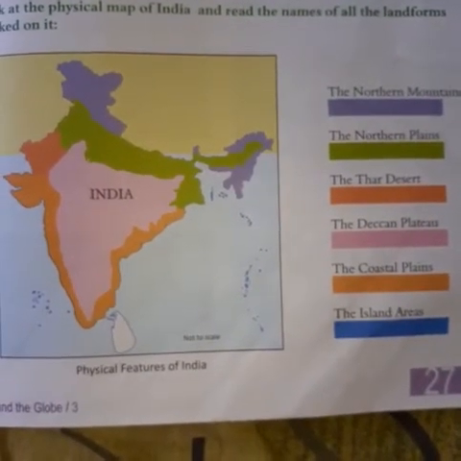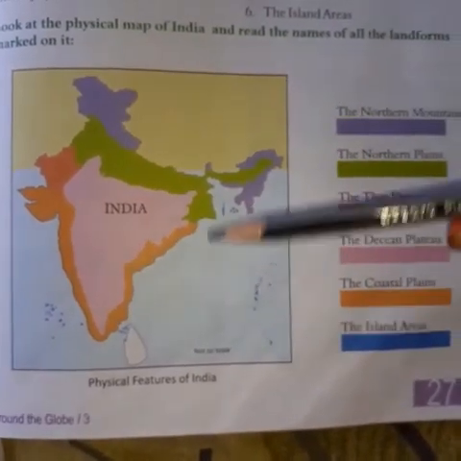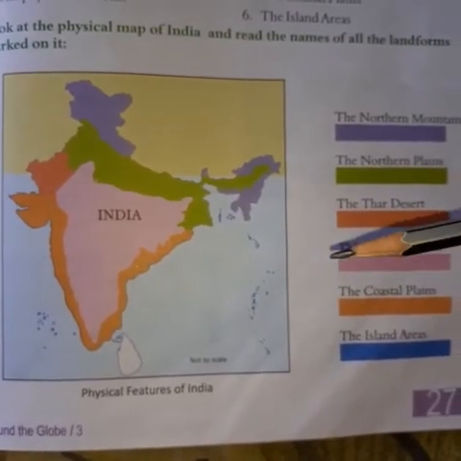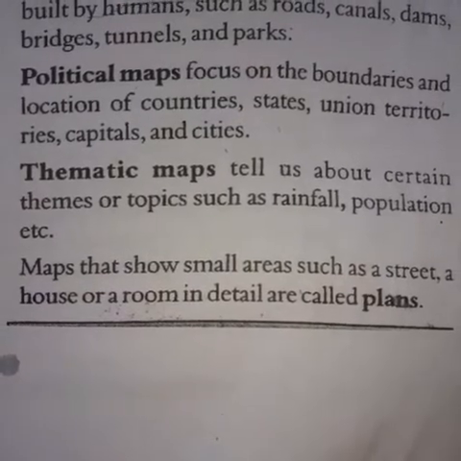This is India's physical map. Different landforms are given in different colors. Okay. Now, next one is political maps. Political maps focus on the boundaries and location of countries, states, union territories, capitals and cities.